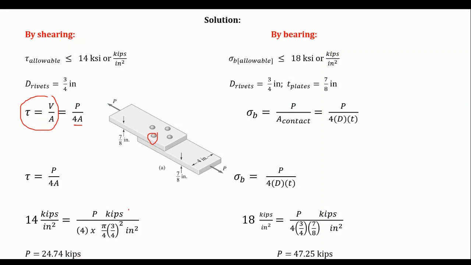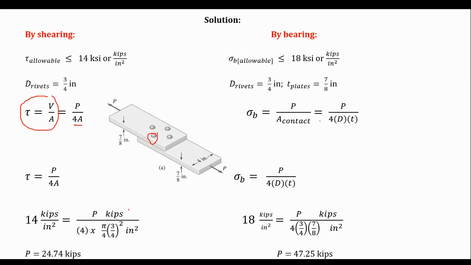How about by bearing? If we talk about bearing on the hole, the allowable is 18 KSI. Sigma B allowable is 18 KSI. So take note, the bearing stress formula is the force applied divided by the area of contact. The force applied is P. The area of contact is the diameter of the rivet times the thickness of the plate, times 4. Don't forget, there are 4 holes.